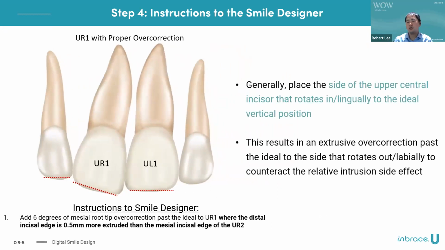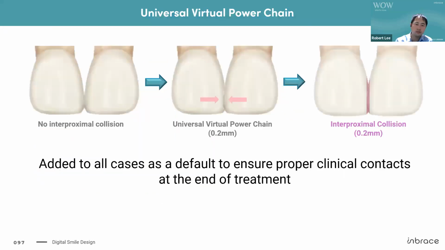And so the easiest way that I remember this is whatever side is rotating in or lingually, you place that side in the ideal vertical position. And then that makes the other side extrude past the ideal. And that side is the relative intrusion side that will counteract and end up roughly level.